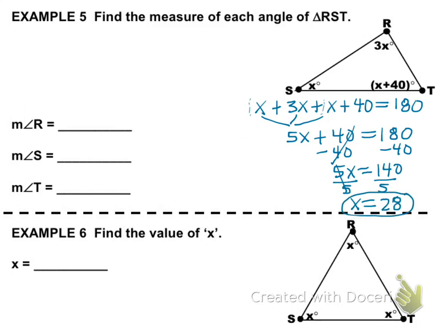Okay, so we found x. Now we need to find the measures of the three angles, R, S, and T. X is the exact same expression as angle S. So we know that angle S equals 28 degrees.